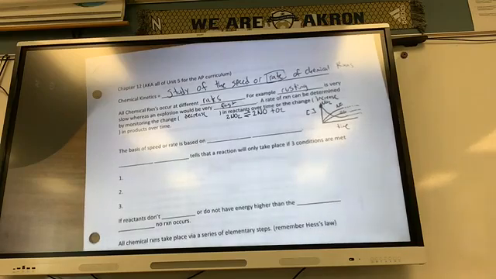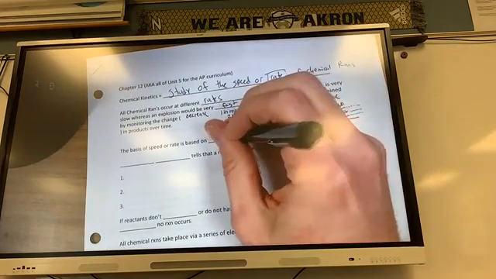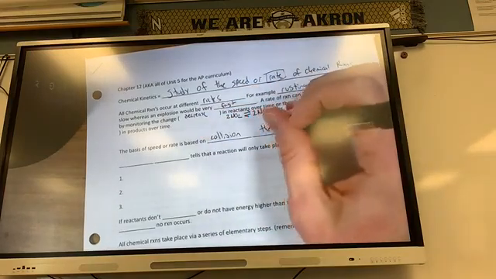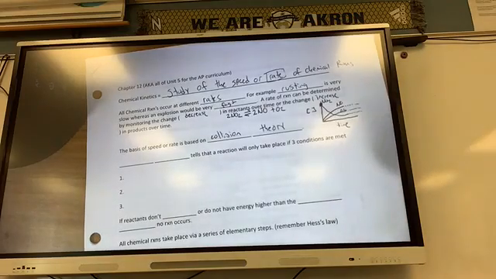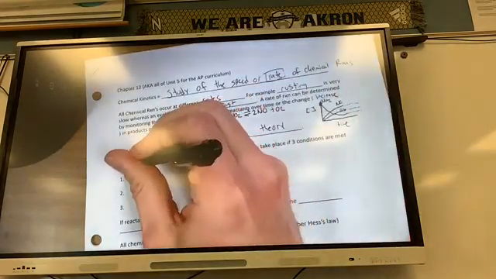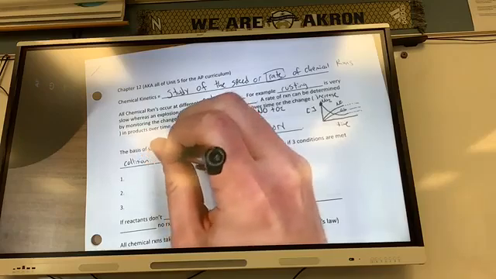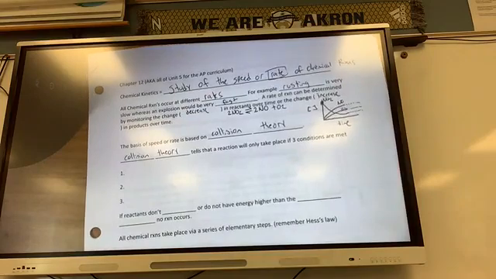Yes, I know. Okay, so the basis of speed or rate is based on what's called the collision theory. And what is a collision? Two things. And guess what things we are talking about? Molecules. Yes, particles. So, collision theory tells that a reaction will only take place if three conditions are met.